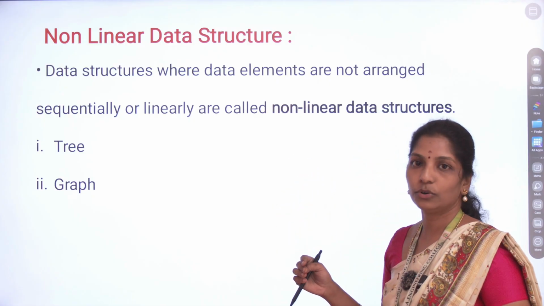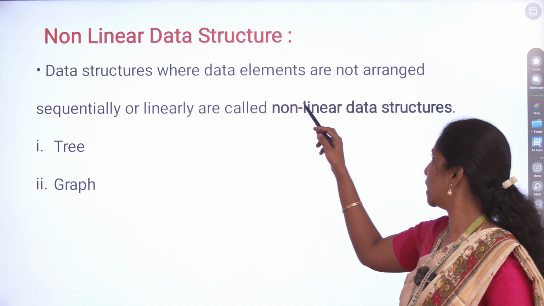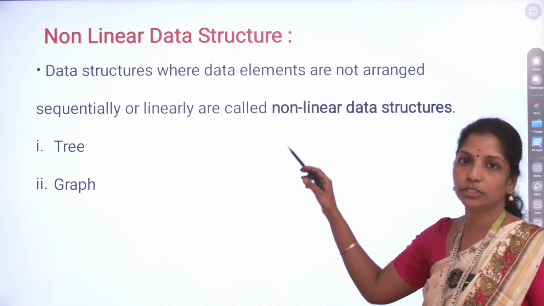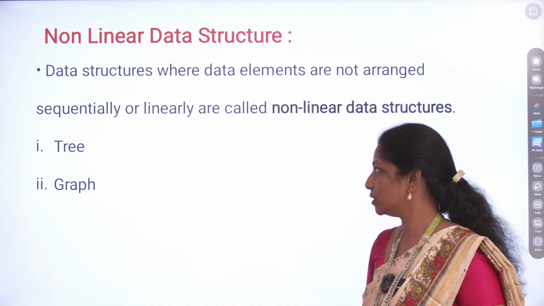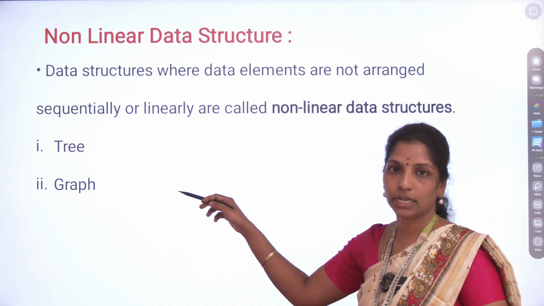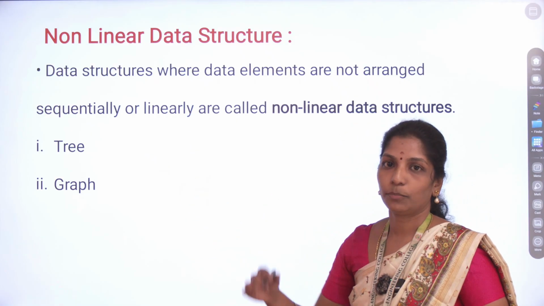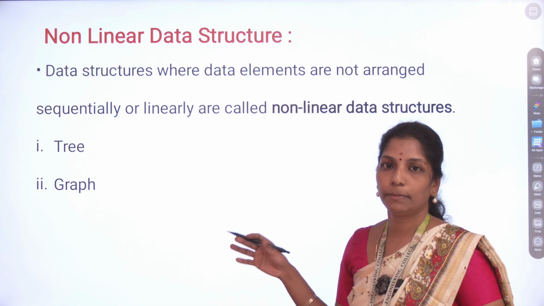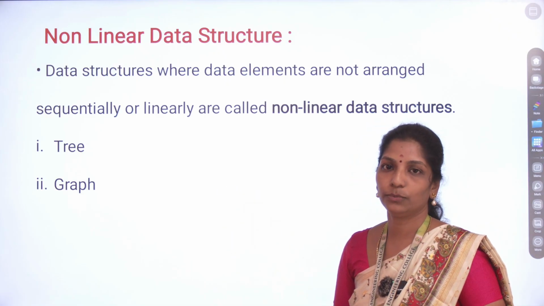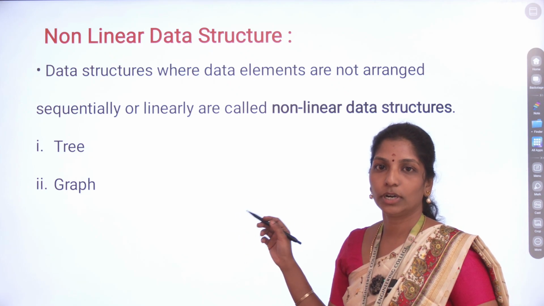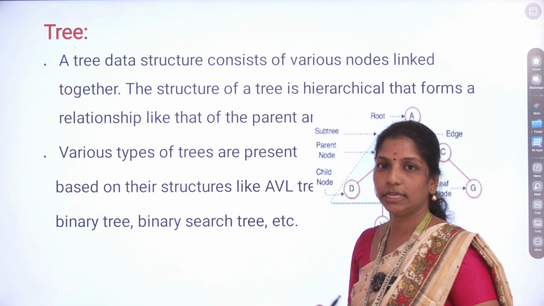Again, we come to non-linear data structure. A data structure where the data elements are not arranged in a sequence and do not follow any pattern is a non-linear data structure. We have tree and graph that come under non-linear data structure. A tree does not follow any pattern or sequence. Similarly, a graph also does not follow any pattern or sequence. So these two come under non-linear data structure. Let's see tree in detail.